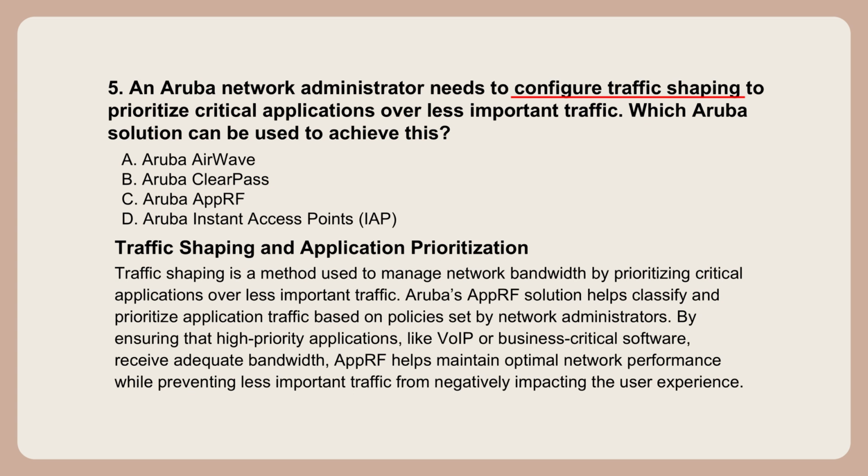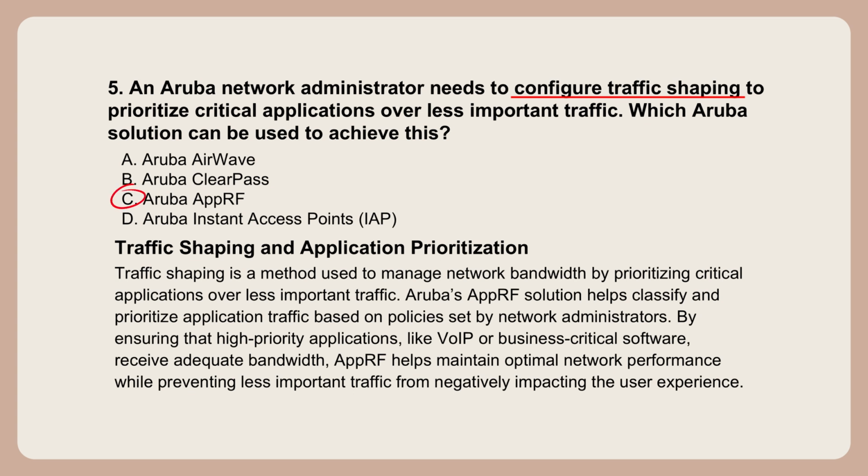Well, from what I know about Aruba's portfolio, the one that really stands out for application level control is APRF. Okay, APRF. And why do you say that? Well, APRF is all about understanding and managing the applications running on your network. It can identify thousands of different applications and then allows you to create policies based on that identification. So you can say, hey, this video conferencing application is super important. Let's make sure it always has enough bandwidth. Exactly. You can prioritize critical applications like voice and video, making sure they have a smooth and reliable experience, even when the network is busy. So no more choppy video calls.